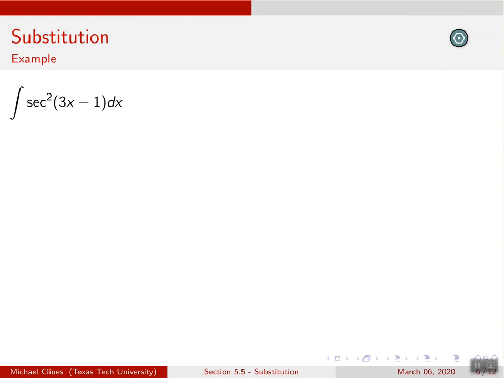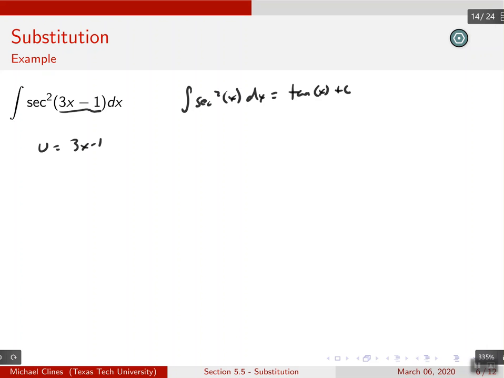Now, we know how to integrate secant squared of x. Well, the integral of secant squared of x dx is just tangent of x plus c. We know that. Secant squared of x isn't a problem. This 3x minus 1 here, that's our problem when we try to integrate. And since that's our problem, I'm just going to call it u. u is equal to 3x minus 1.